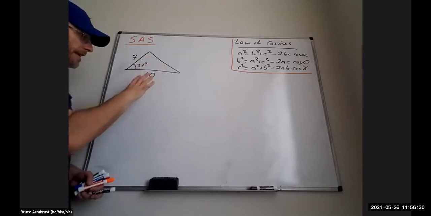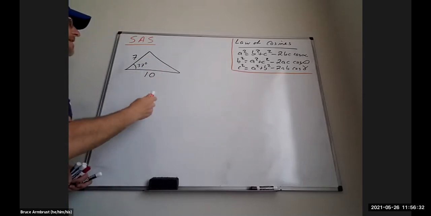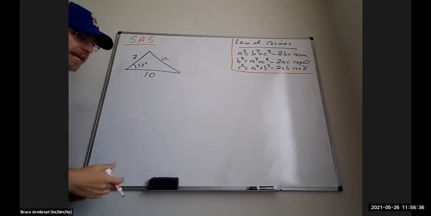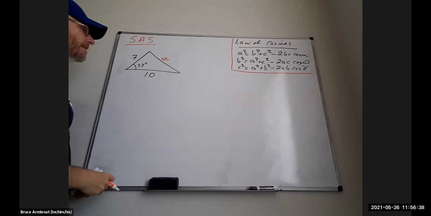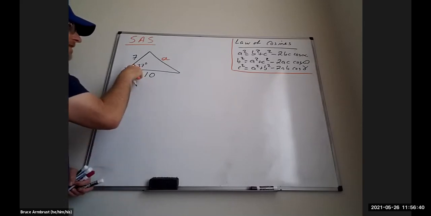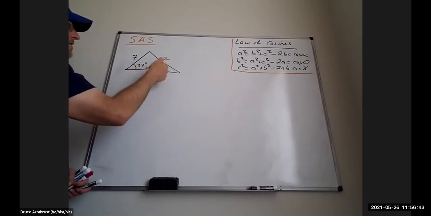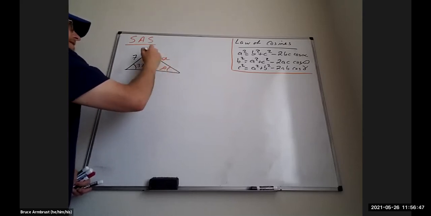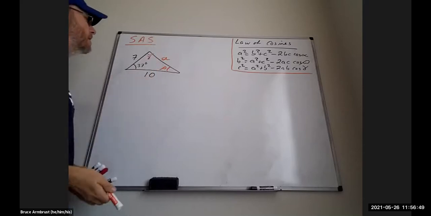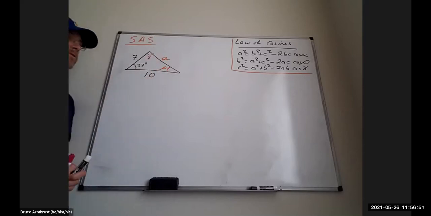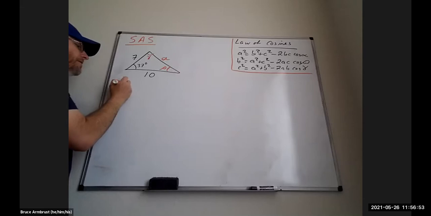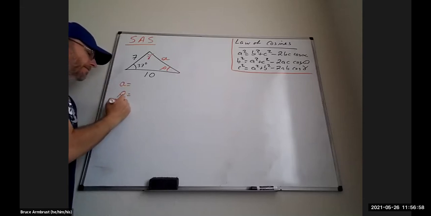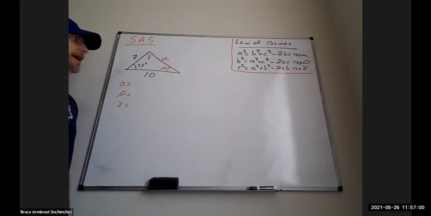So let me just label some things so that we can find the information that we need. I'm going to go ahead and just call this missing side A for the sake of having a letter, which means 37 degrees is our alpha. The other two can be whatever angles we want, but I'll go ahead and label them like we did before, beta and gamma in this order. So to solve this triangle, we're going to need A equals, beta equals, and gamma equals.